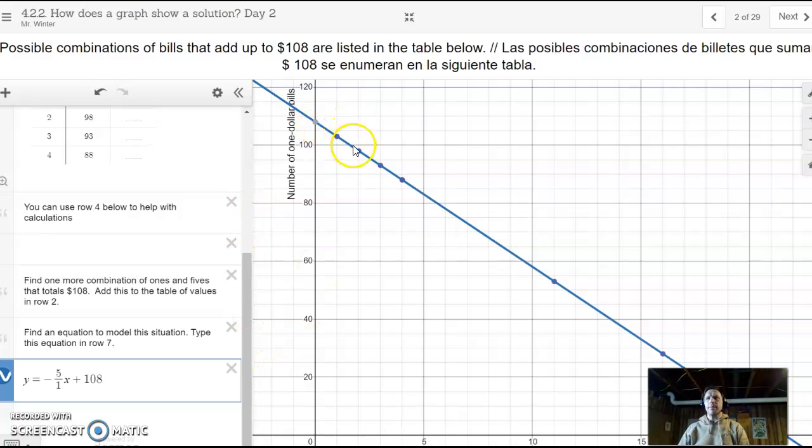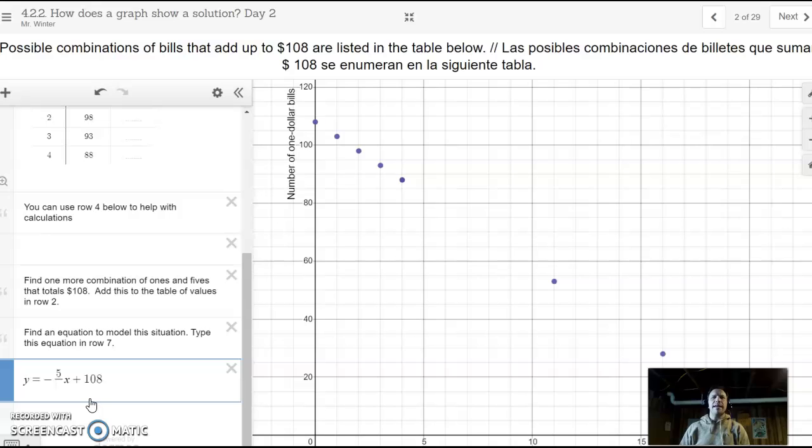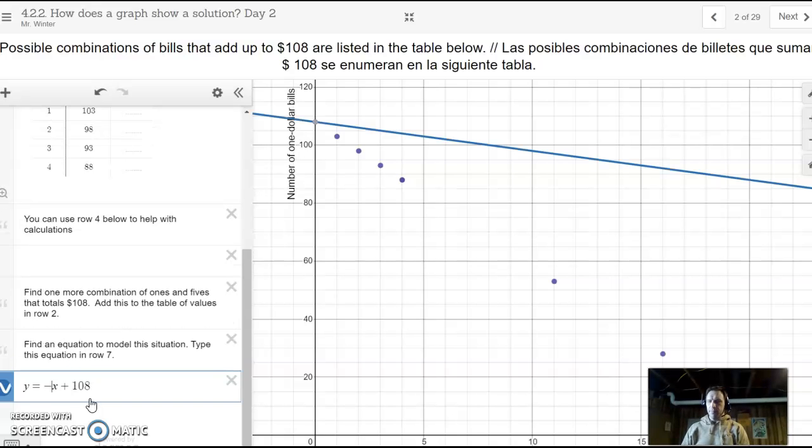So that's one way to think about it. And see how it follows our line? There's a lot of different ways to write this equation. If you look down at the bottom of the screen, we can eliminate that 5 over 1, right? Because 5 divided by 1 is just 5.